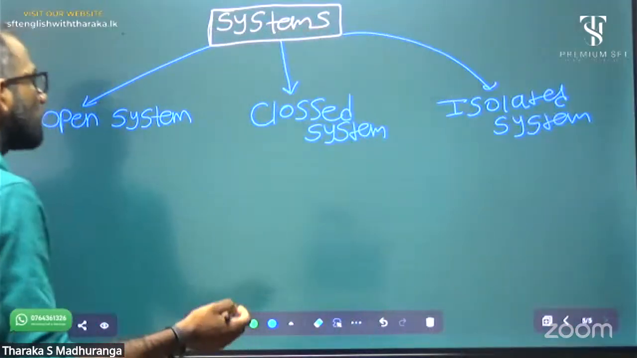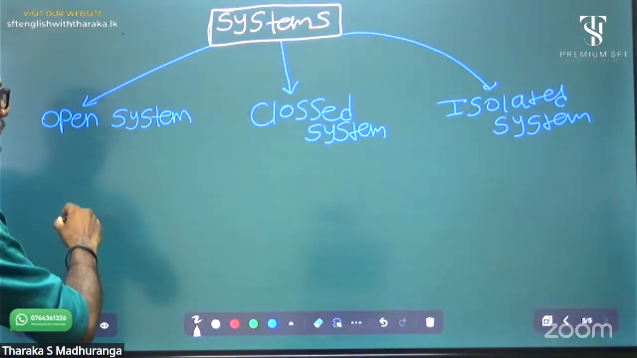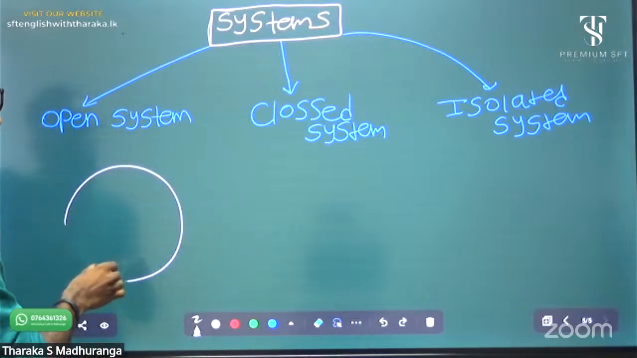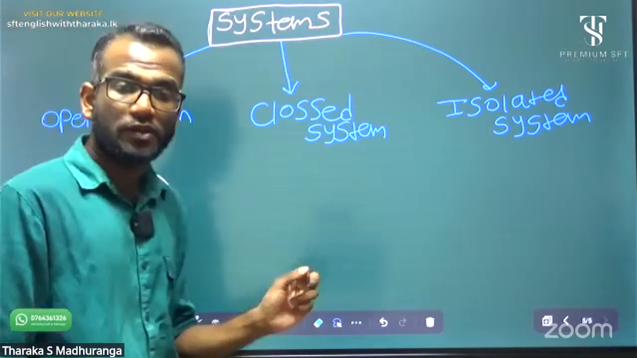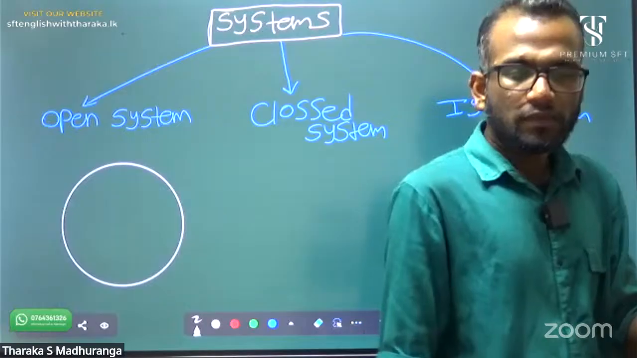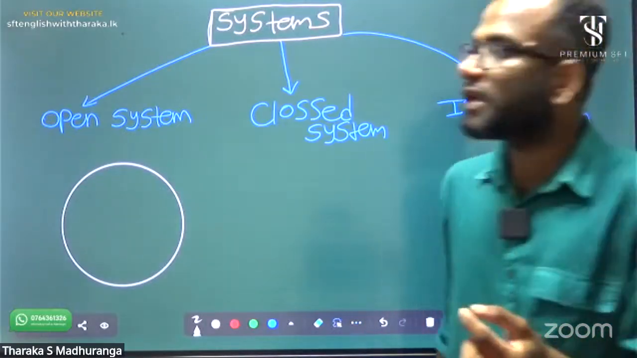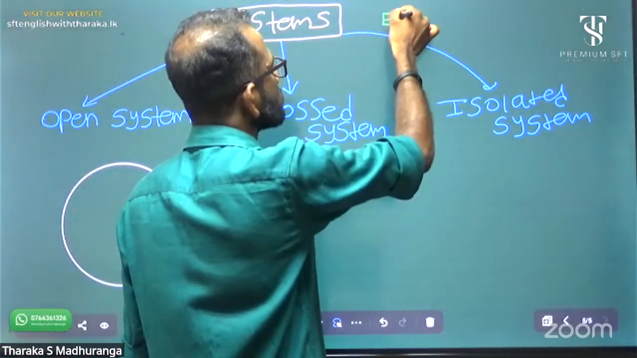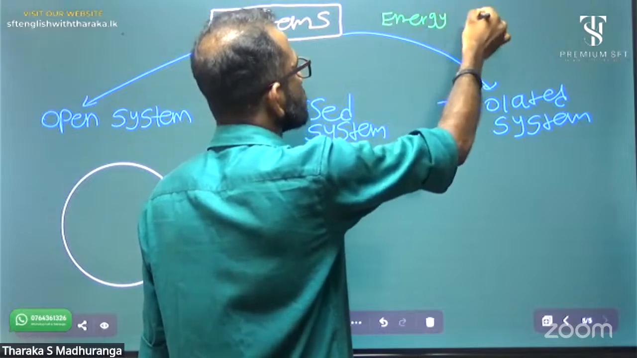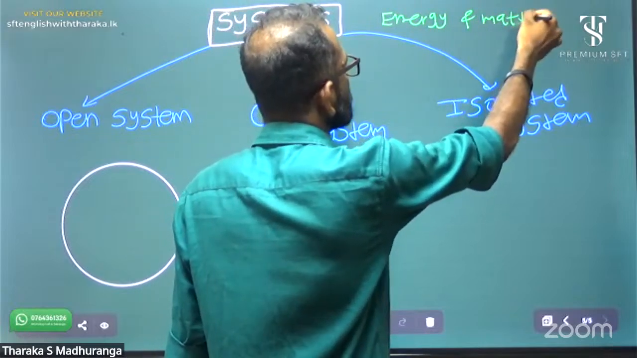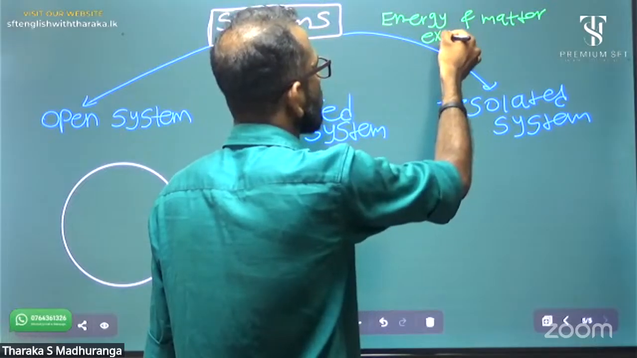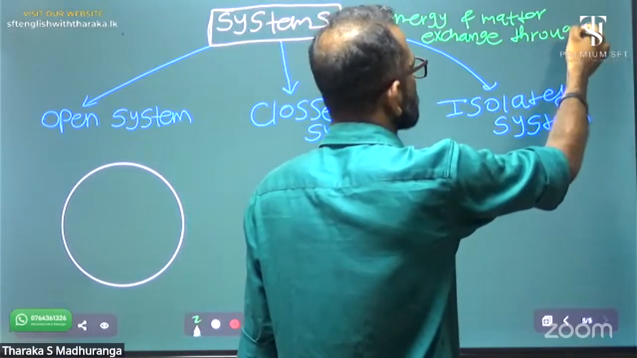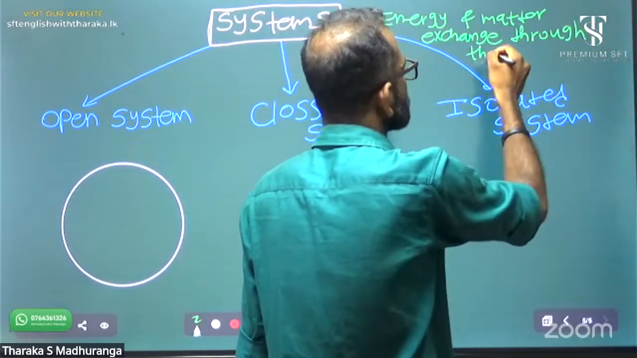Okay, what's the meaning of open system now? This system classification is based on, remember, energy and matter exchanging through the boundary. Energy and matter exchange through the boundary.